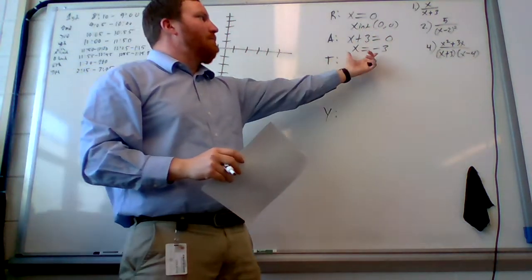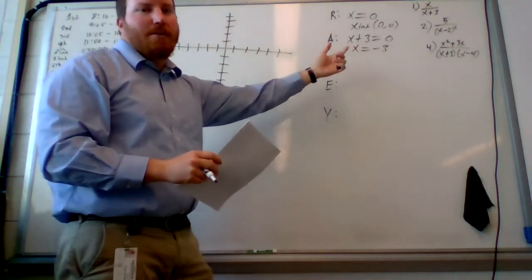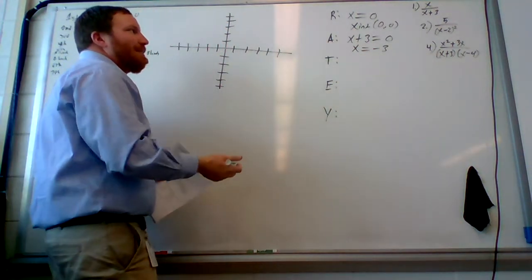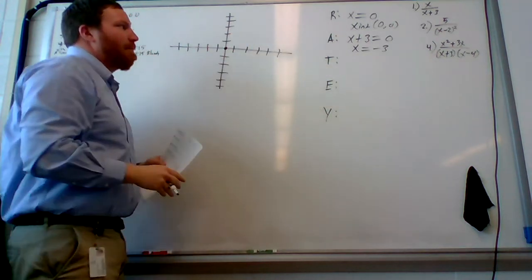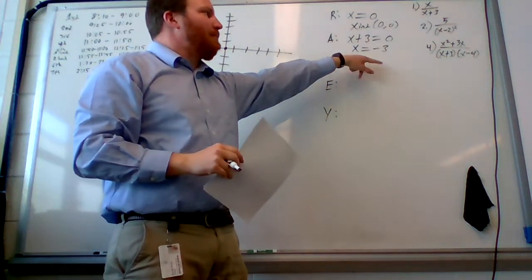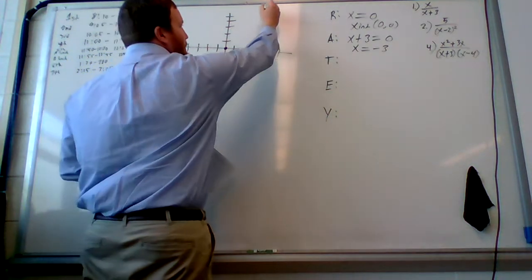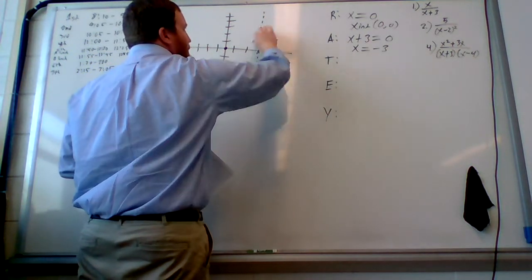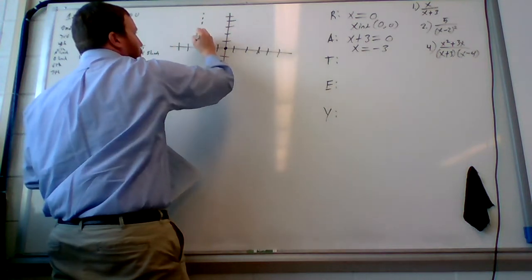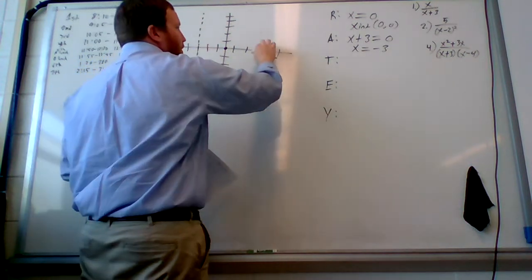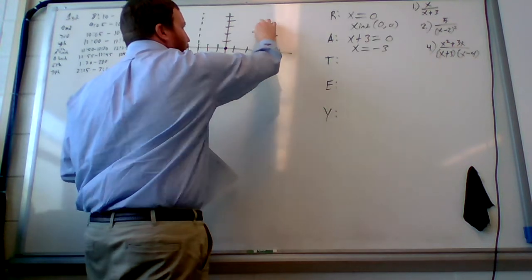Now in this case, we do want to leave it in the form x equals -3 because it is a line. So our x-intercept is at (0, 0), so we can put that on our graph. And we have x equals -3, which is a vertical line. So we'll go ahead and draw -3. So there is our vertical line at -3.